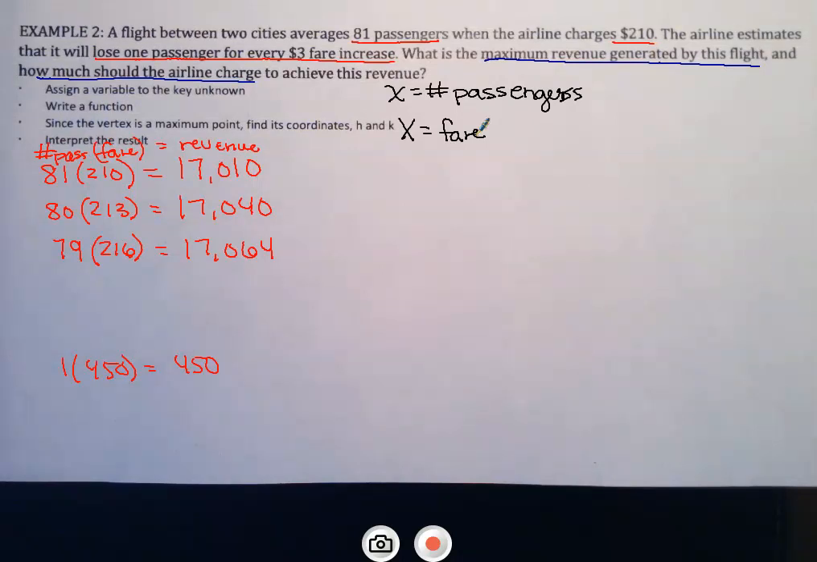Since we have passengers, fare, and revenue, instead of trying to use X and Y and all that stuff, why don't we just use P, F, and R? P times F equals R, because then you don't have any numbers in your equation. Yeah, you would, because it gives you values, so you could do that.